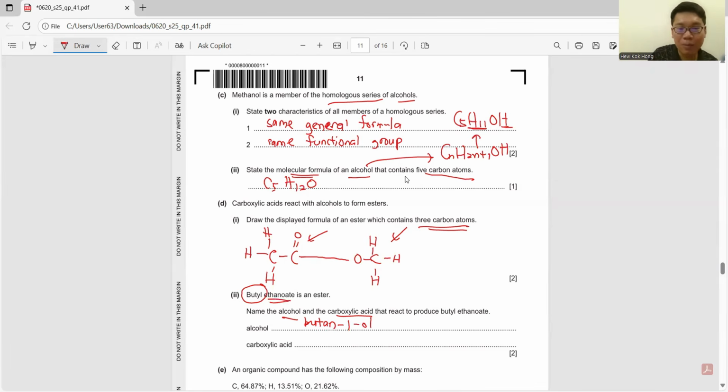Then the carboxylic acid comes from here. Carboxylic acid won't affect the COOH, always at the end site. So that's why you just write ethanoic acid.